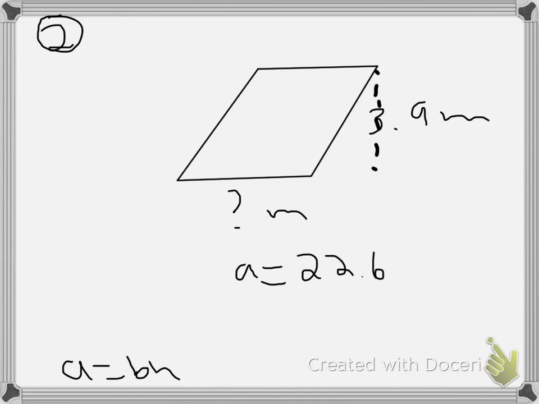So the height in this case is not this, and it's not this. It's the shortest distance from this vertex down to the base. So this is the height, and it's 3.9. You're trying to find the base. Here's the area. You're going to set up the problem, solve the problem for base, then turn the video back on and check your work.